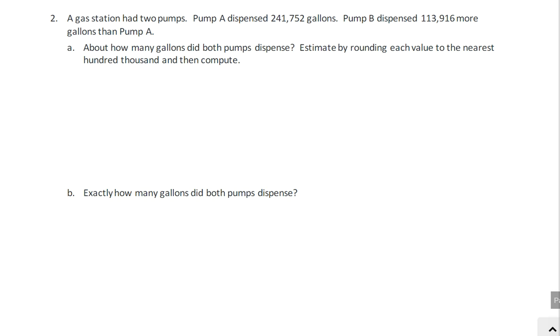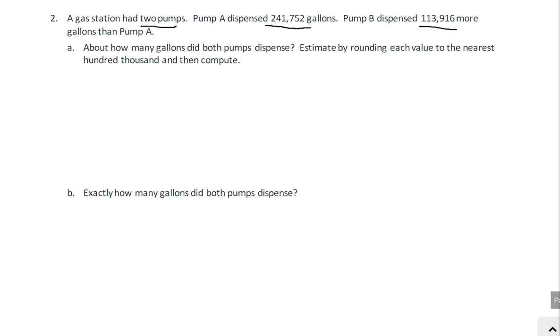Alrighty, a gas station has 2 pumps. Pump A dispensed 241,752 gallons. Pump B dispensed 113,906 more than A. Okay, so let's see, what in the world is that going to look like?